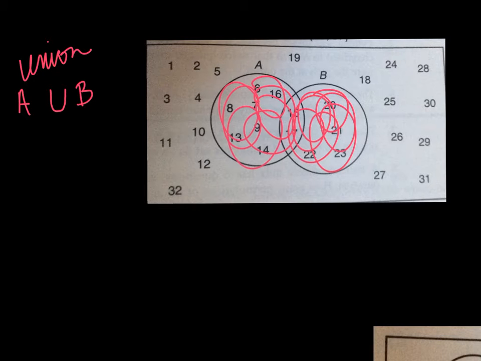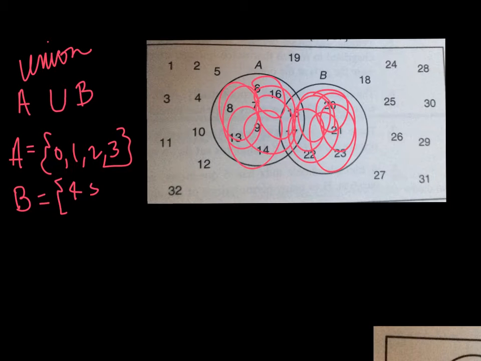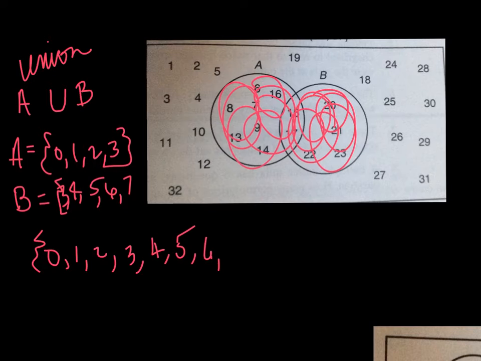And if they gave you a drawing and wanted you to shade it, you would shade it real prettily like that. If they gave you A equals the set 0, 1, 2, 3, and they gave you B equals the set 4, 5, 6, 7. Let's put a 3 in there. Okay, so what they're asking for is the union. So it would be the set 0, 1, 2, 3, 4, 5, 6, 7. Okay, so it would be everything. All right, that's pretty much it.